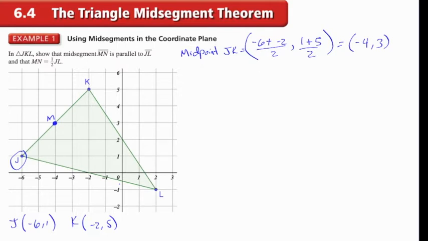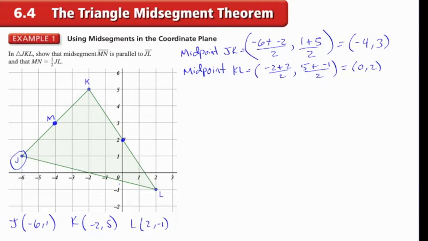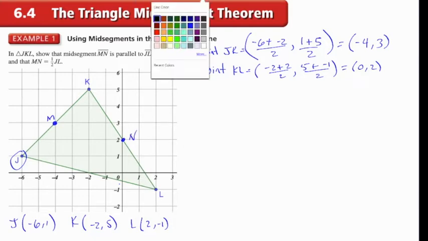And now we have to do the same thing for KL. L has coordinates at 2, negative 1. So now let's find the midpoint of KL. Take the average of its X values and the average of its Y values. And we get 0, 2. We'll call that point N, and then we'll use a segment to connect those.